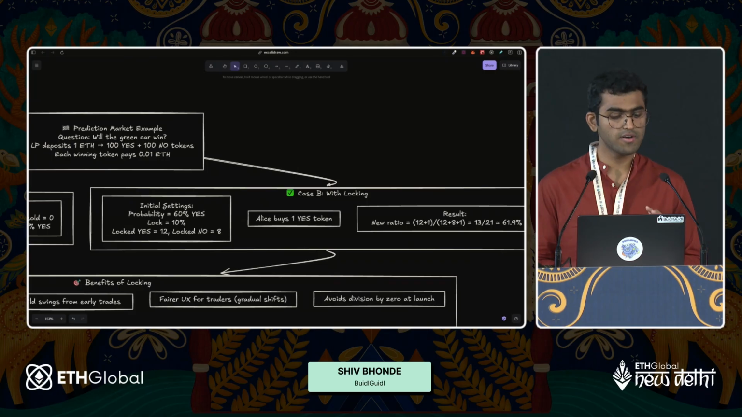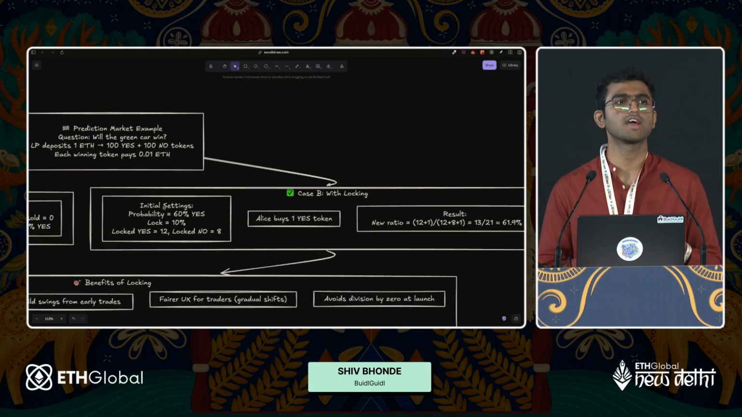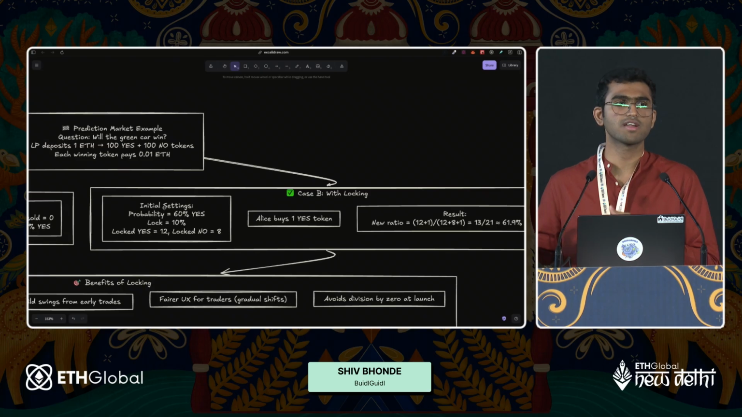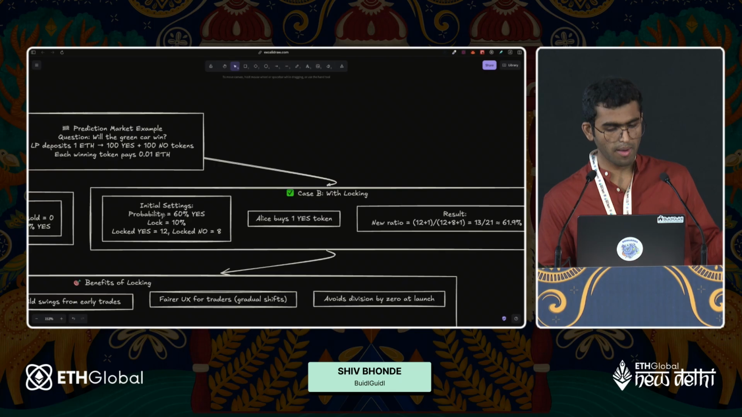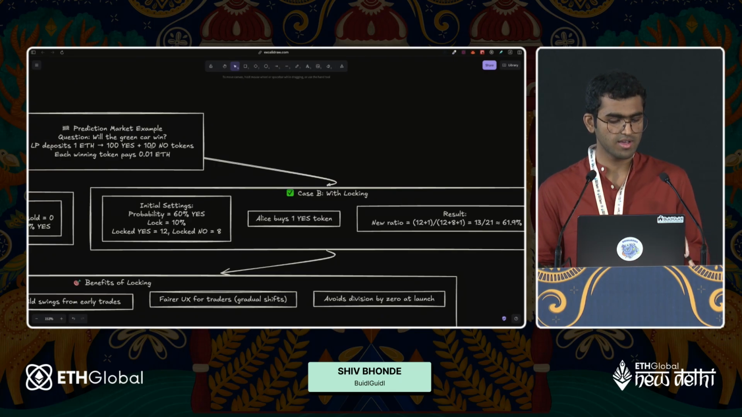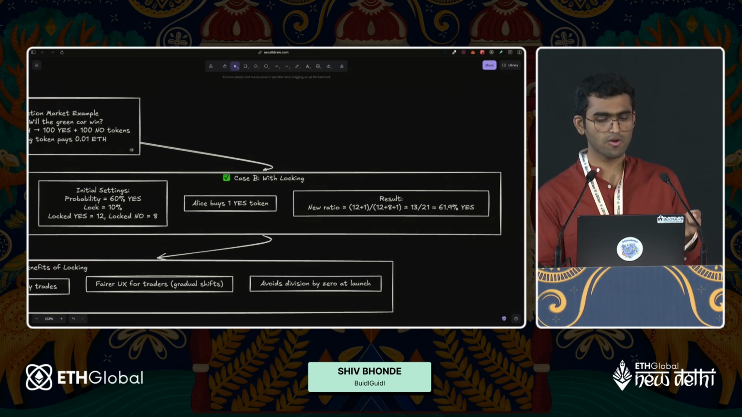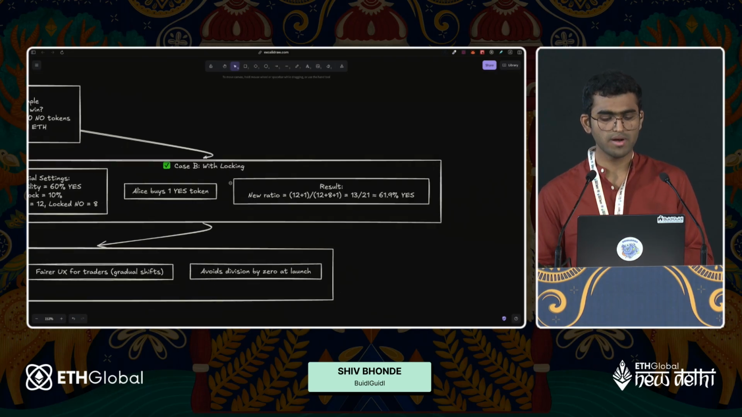Here we also took the example that there might be a chance that it is not always a 50% chance of winning. There might be a case where the green car is more powerful. So the liquidity provider also sets the initial probability, for example, that the probability of the green car winning is 60%, and the lock is 10%. So we locked 12 and 8 tokens out of 100 tokens. And now if Alice buys 1 token, you can see the new probability just shifted from 60 to 61%.